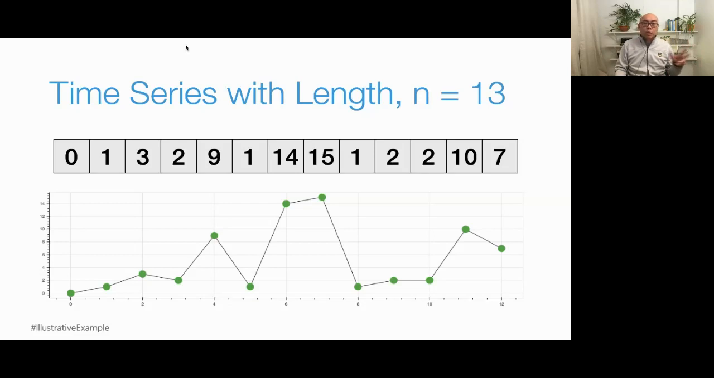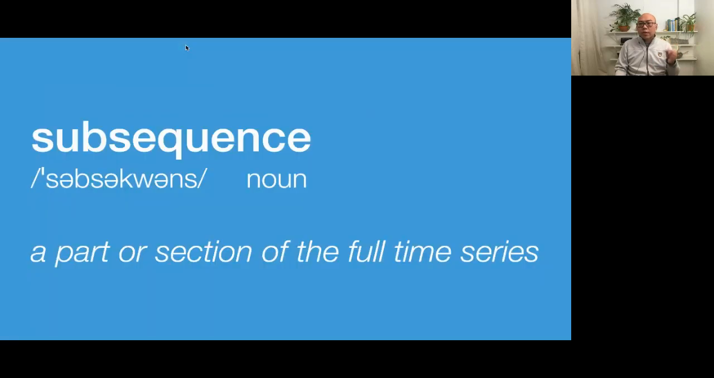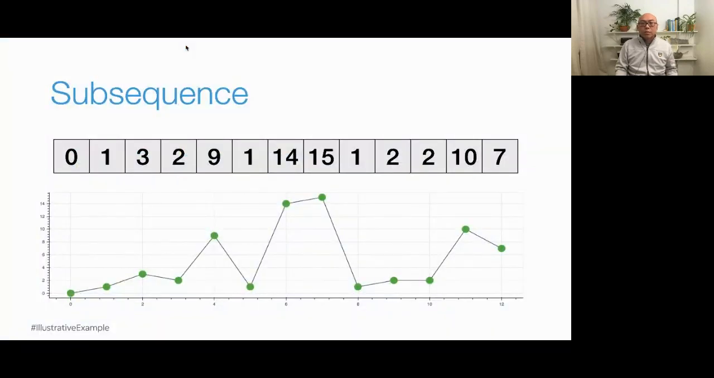So maybe the first thing that we want to do when dealing with time series is provide a definition. So the first definition is a subsequence. And you're going to hear me use this word time and time again, a subsequence. So a subsequence is a part or section of the full time series. So going back to our illustrative example, this could be a subsequence. It's a small part of length 2 of our full time series. This could be a subsequence. This is a subsequence of length 8. So all these are considered subsequences, as long as they are a part or section of the full time series.